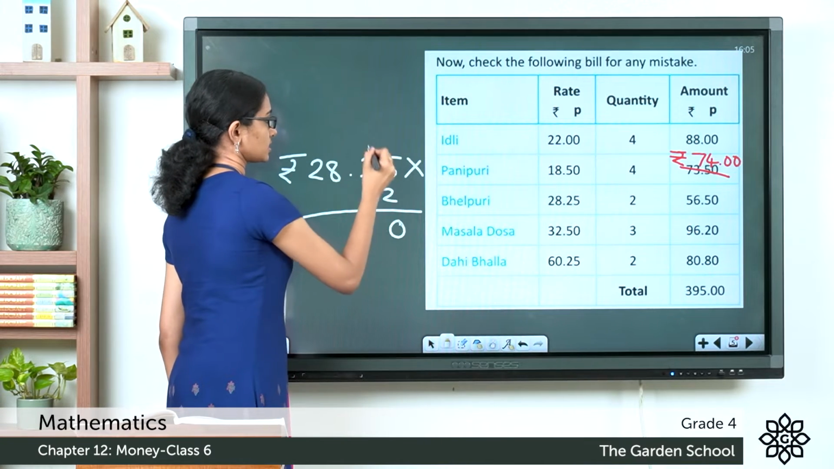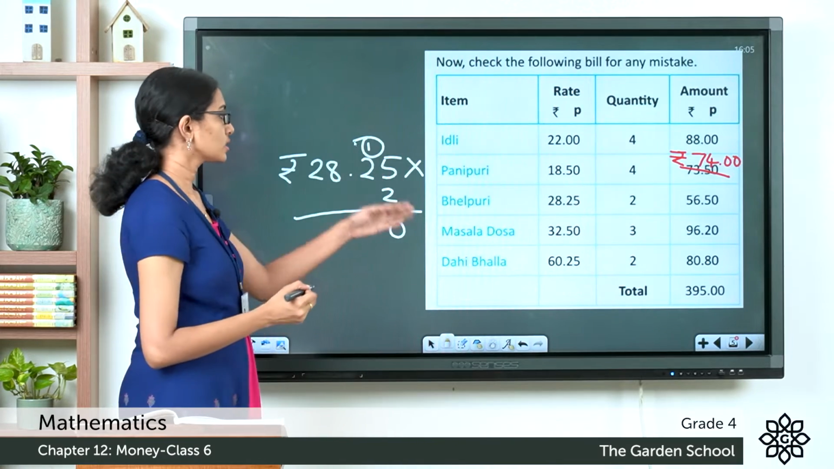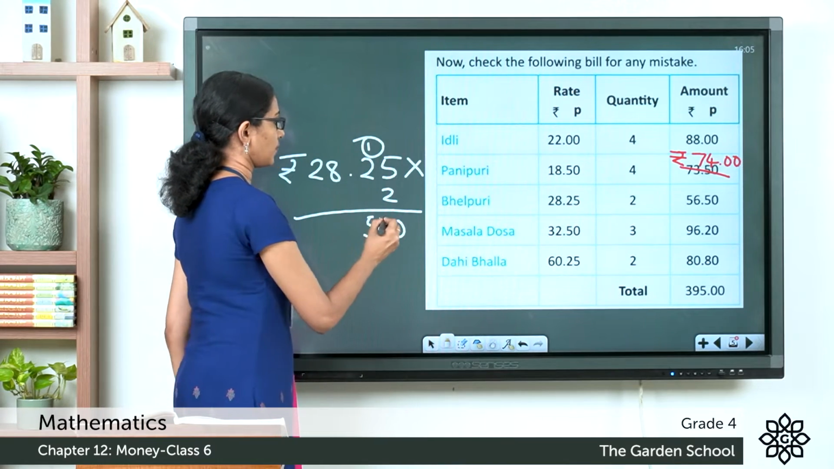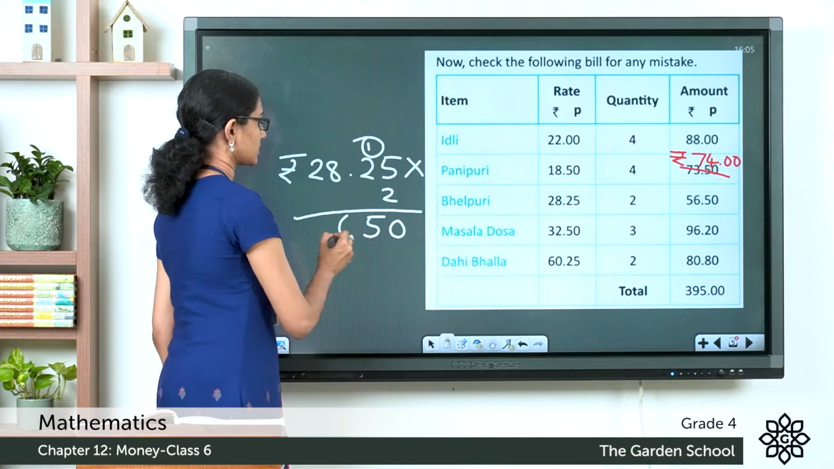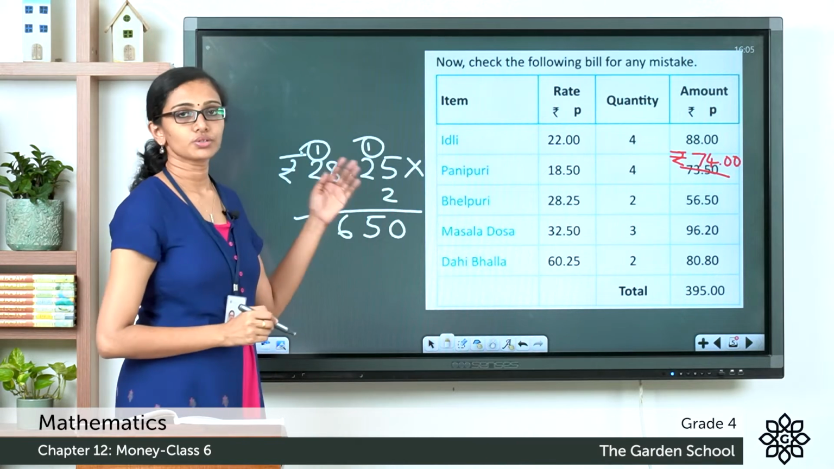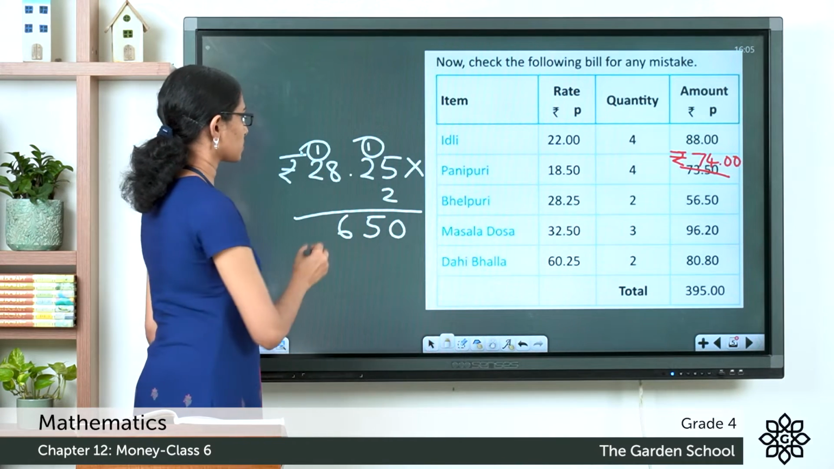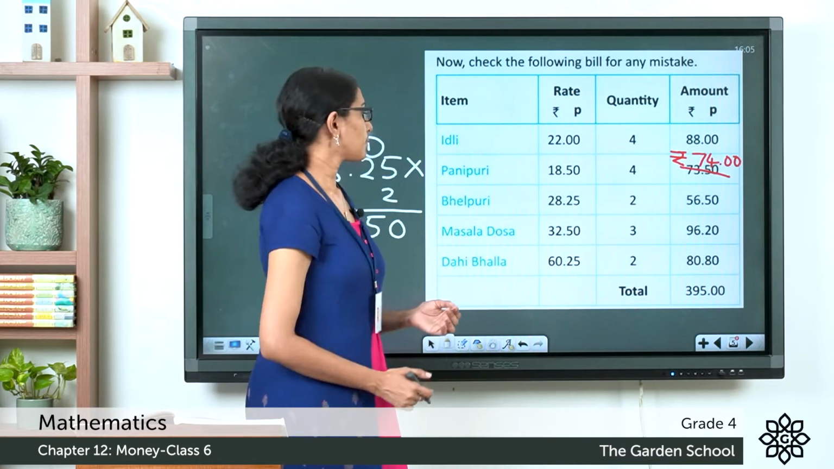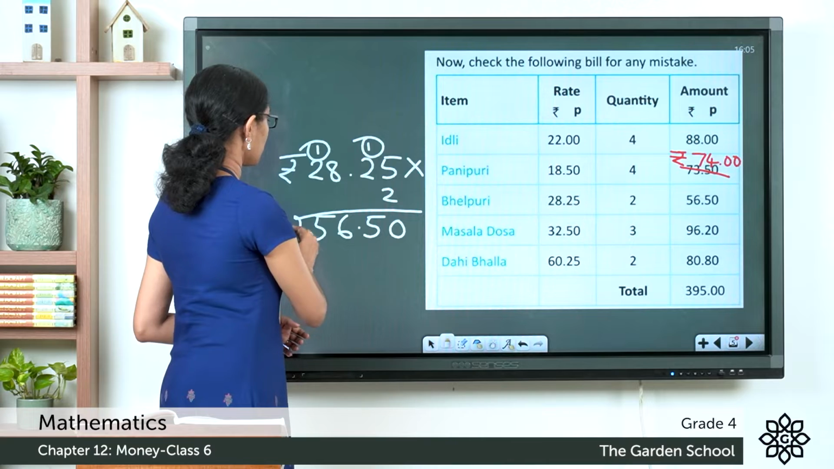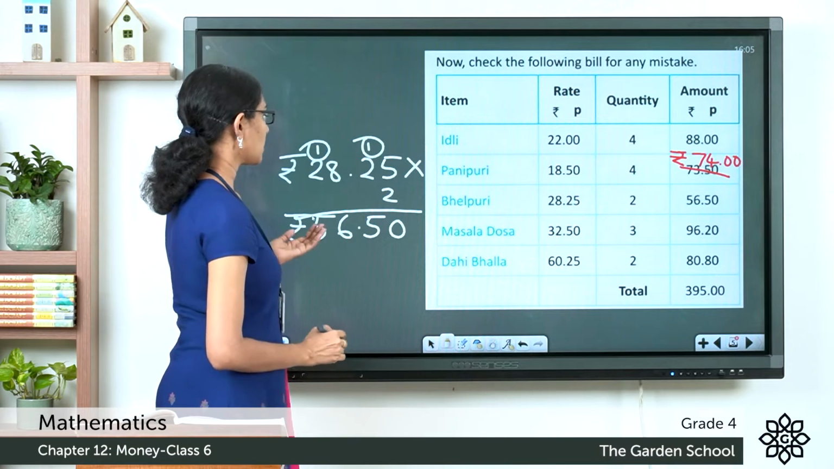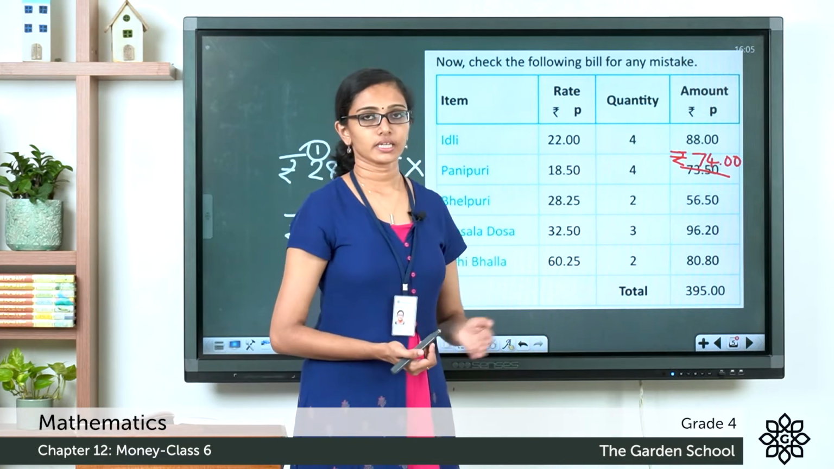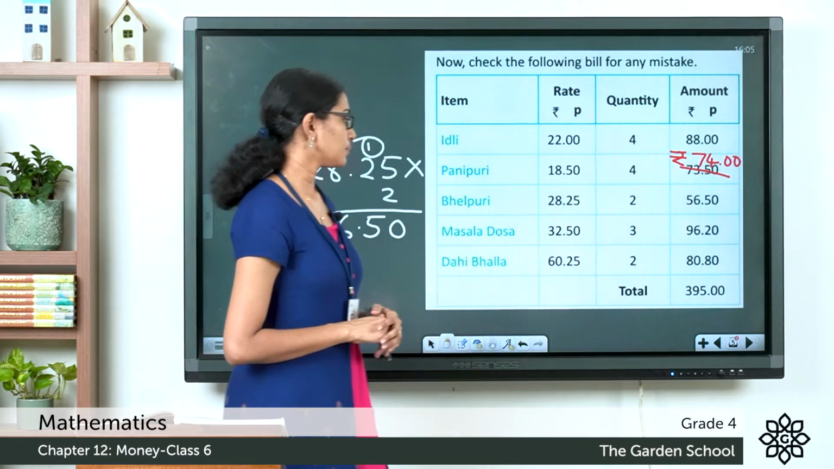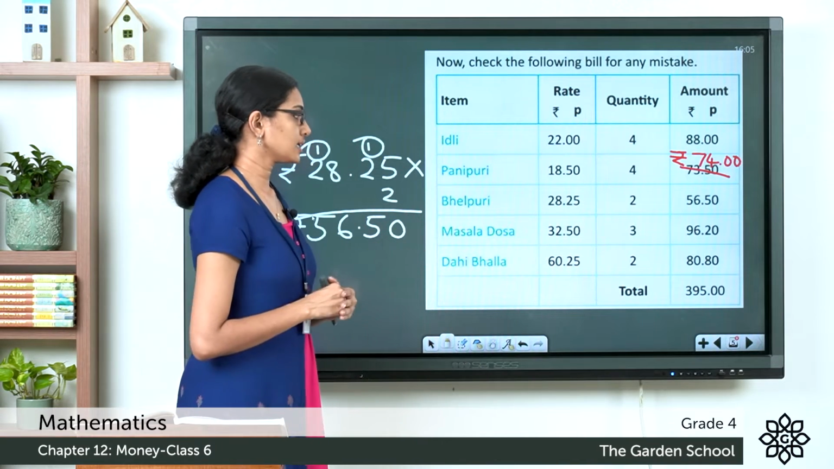That will be 0 here, carry over 1 here, 2 2s are 4 plus 1, 5, 2 into 8, 16, carry over 1, 2 2s are 4, 4 plus 1, 5, and putting the dot to separate the rupee and paise part. So the total amount for the bhel puri is 56 rupee 50 paise, which is the correct amount given in the bill. Now the next item is masala dosa.